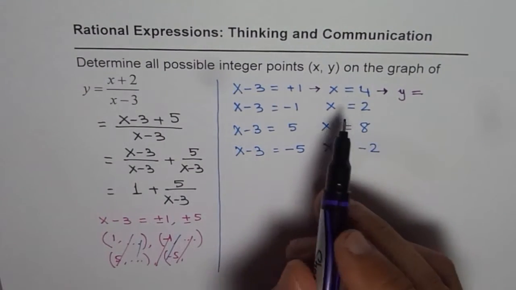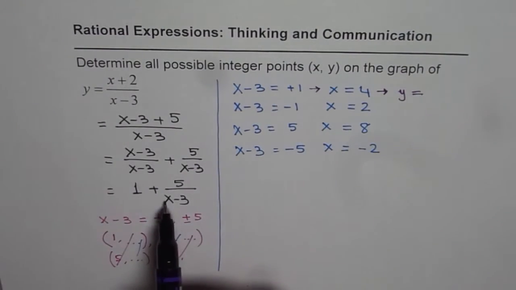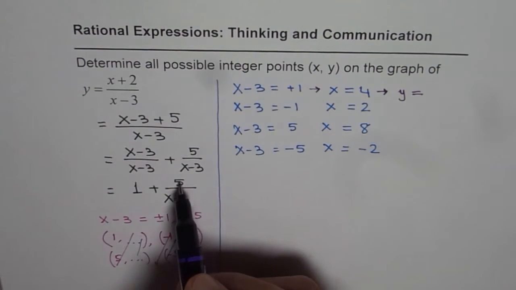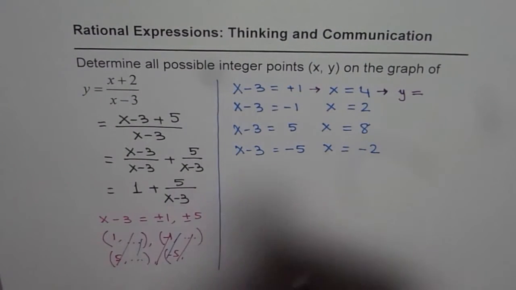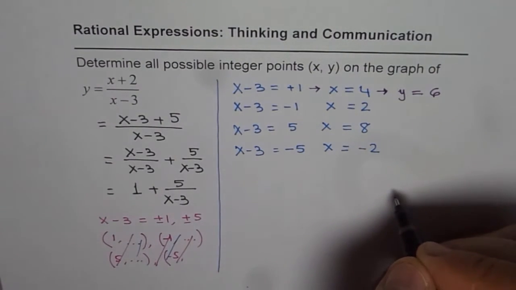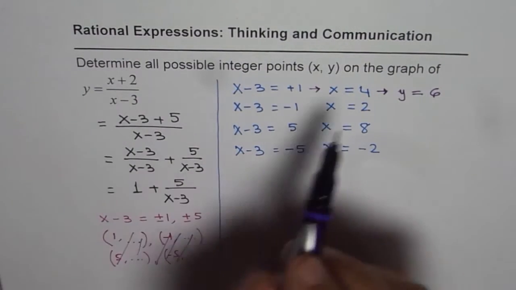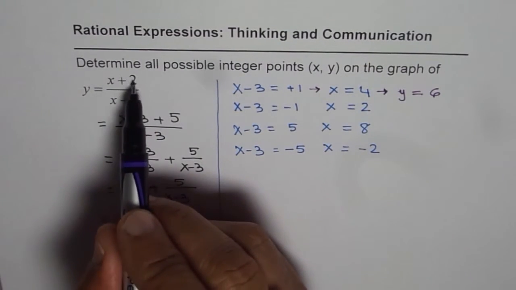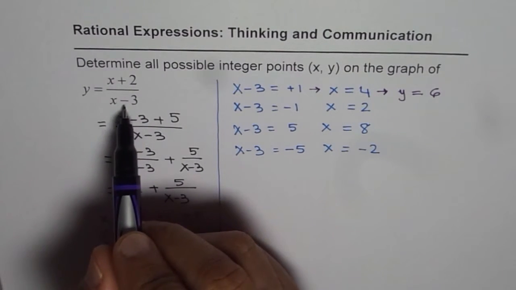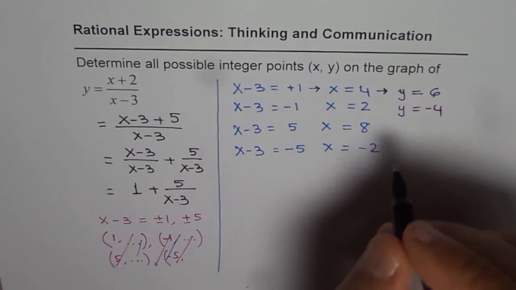So what is y? If x is 4, you can put 4 here. Well, we know if x is 4, then 4 - 3 is 1. So 5 divided by 1 is 5. y is 1 plus 5, which gives me 6. Correct? Or you can substitute x = 2 here, right? In that case, 2 + 2 is 4, and 2 - 3 is -1. So it is y equals -4, right? So either way you could calculate.